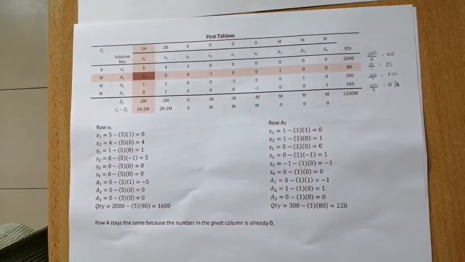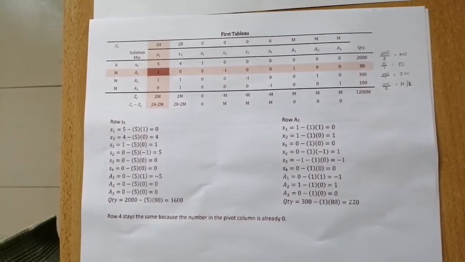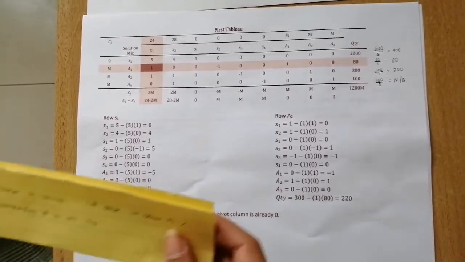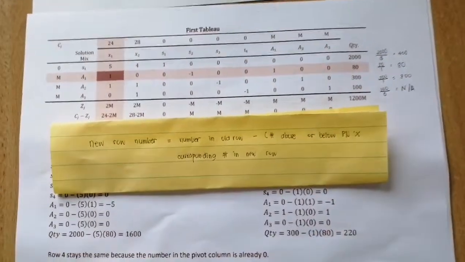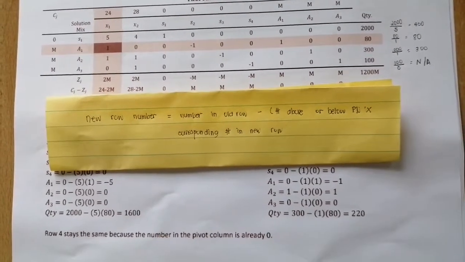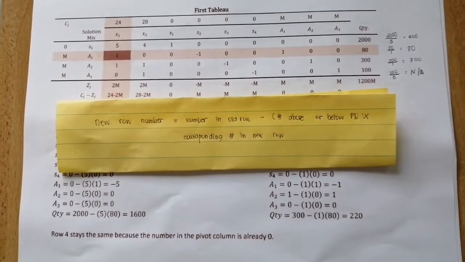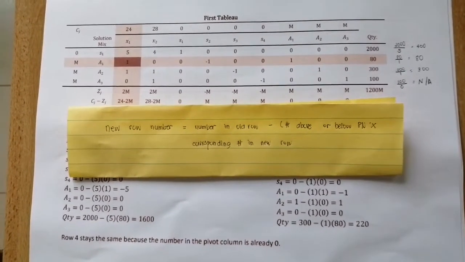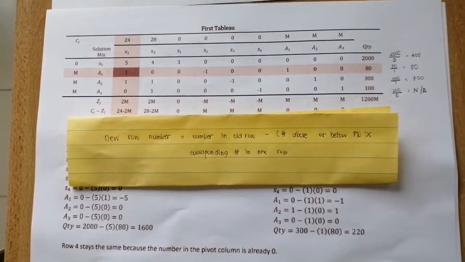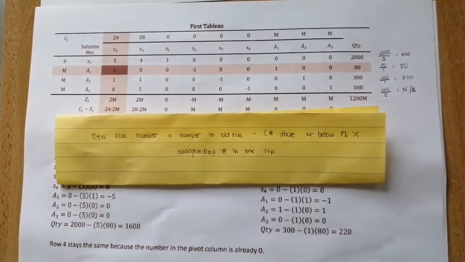Performing the elementary row operation on rows 1, 3, and 4, we are given the formula. The formula we should remember is: new row number equals number in old row minus number sign above or below the pivot number times the corresponding number in the new row.